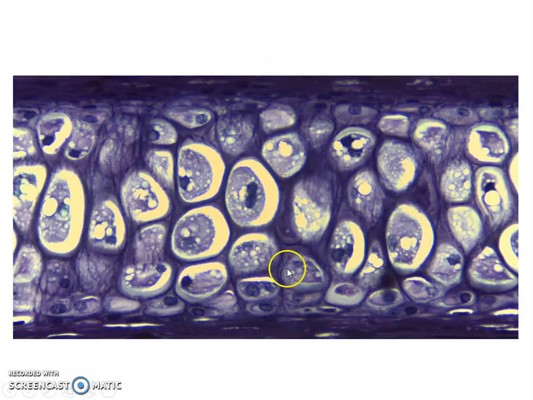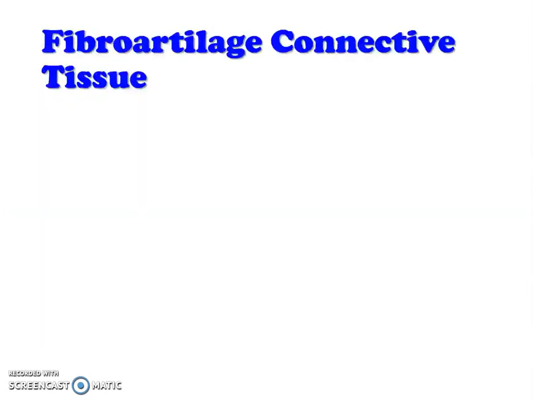Here we see a photomicrograph of elastic cartilage connective tissue, and although it's not super easy to see, you can see some fibers over here. You can see some fibers over here. They're really thin, telling you that those are the elastic fibers in elastic cartilage connective tissue.